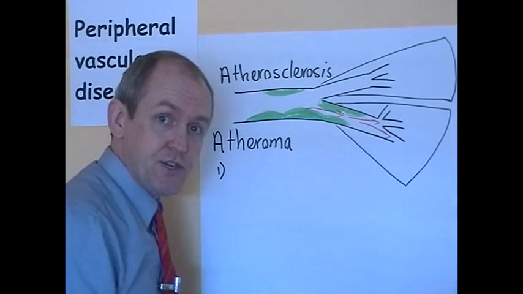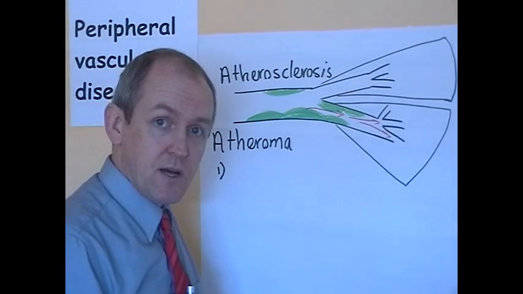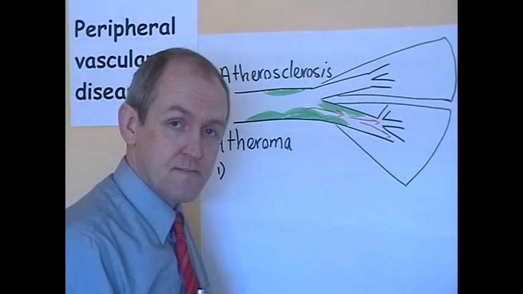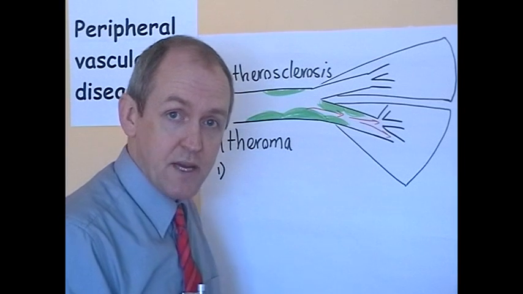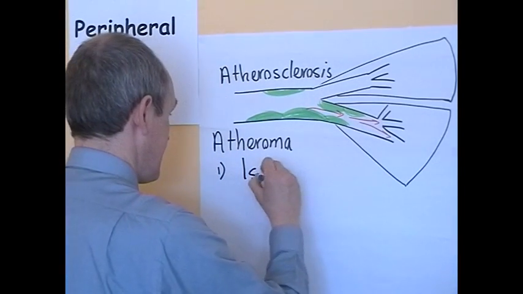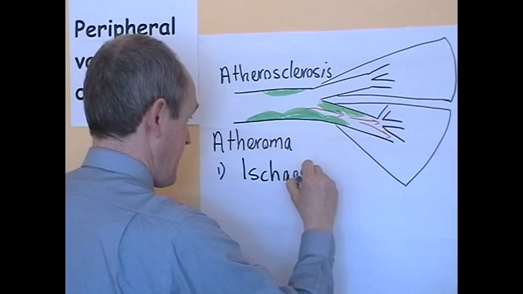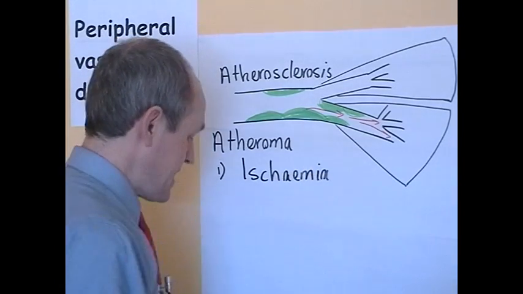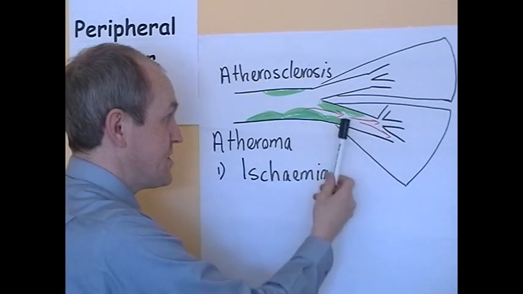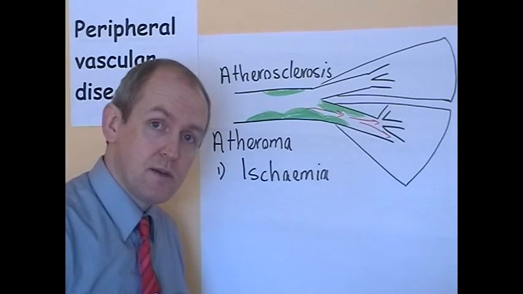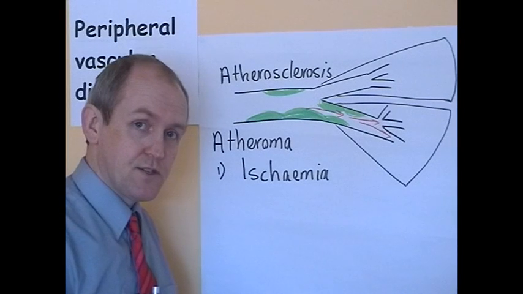What do we call a tissue which has a reduced blood supply? How do we describe that? Well, we say that tissue is ischemic. So there is ischemia. There's a reduced blood supply to the tissue normally perfused by that arterial branch.